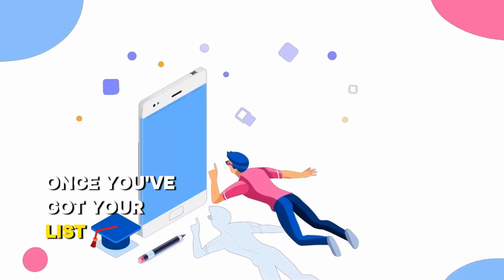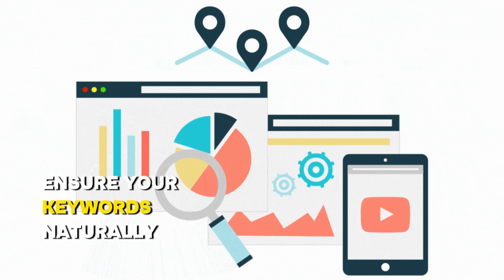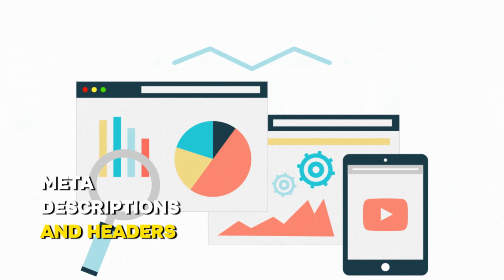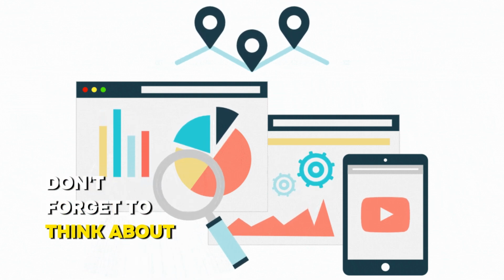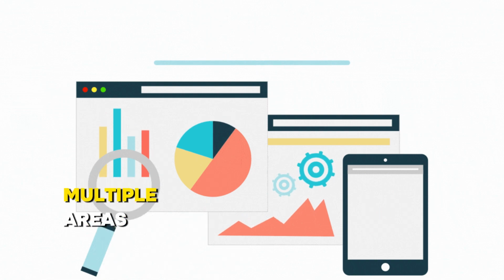Once you've got your list, it's time to put it into action. Ensure your keywords naturally fit into your website's content, meta descriptions, and headers. Don't forget to think about creating location-specific landing pages if your services cover multiple areas.